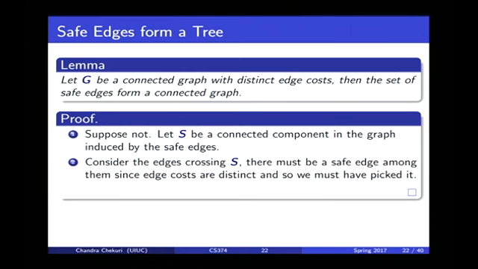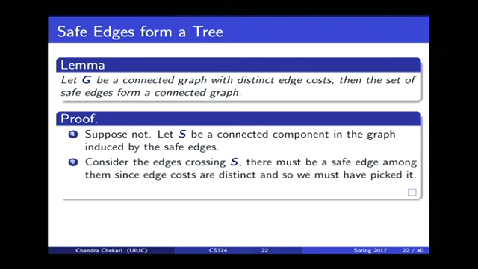Well, suppose it is not connected. What does it mean? I have multiple connected components, right? Then look at any connected component. Look at the cheapest edge that is crossing it, right? There must be an edge crossing it because the graph itself is connected. Then one of them must be safe, right?